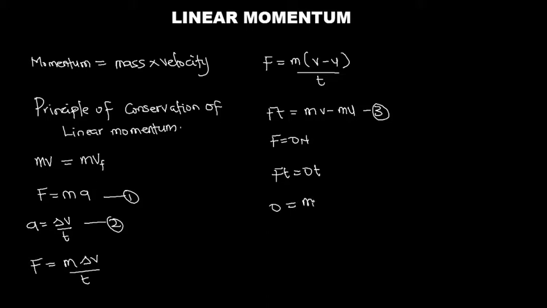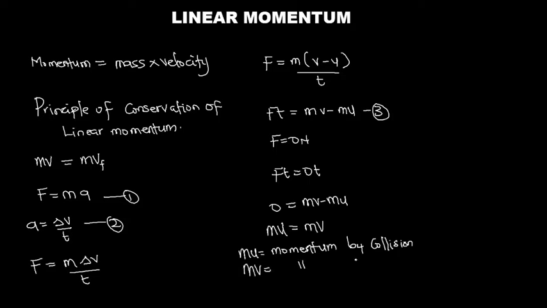0 is equal to mv minus mu. Now let's bring the mu to the other side of the equal to sign. So we now have mu is equal to mv, which means this, our mu, is momentum. This is our momentum before collision of two bodies, and then our mv is the momentum after collision.